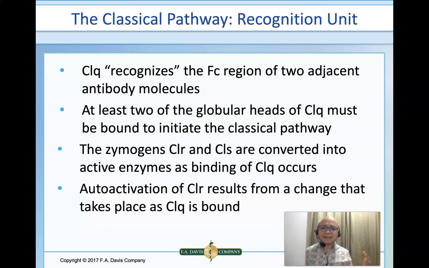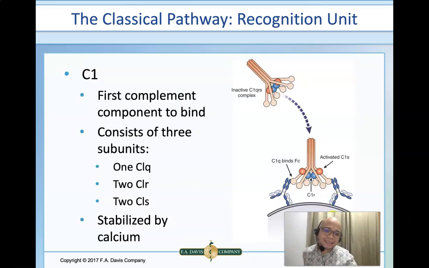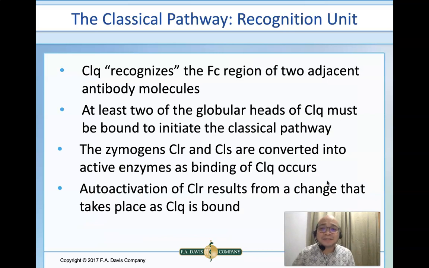How many globular heads does a C1q possess? There are actually 6: 1, 2, 3, 4, 5, and 6. The requirement to initiate the activation of complement is that, out of the 6, you need at least 2 globular heads to bind with the Fc portion. Remember zymogens? Zymogens are inactive enzymes that need to be activated by other active enzymes. Once activated, they become active enzymes.